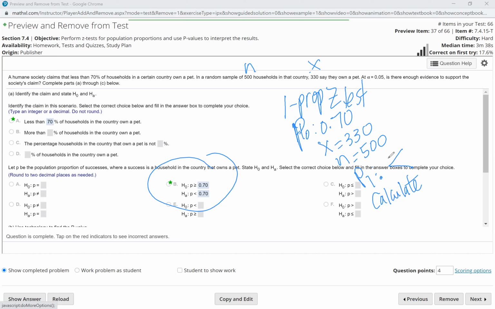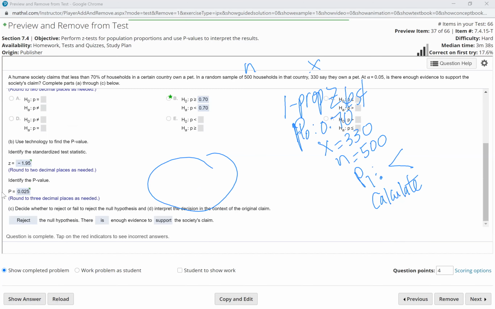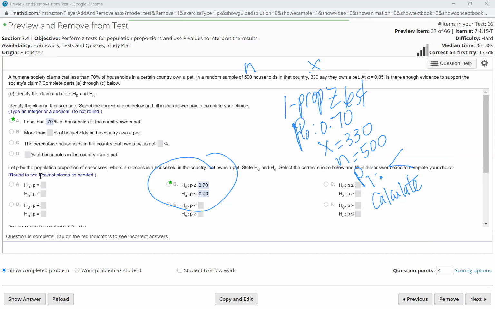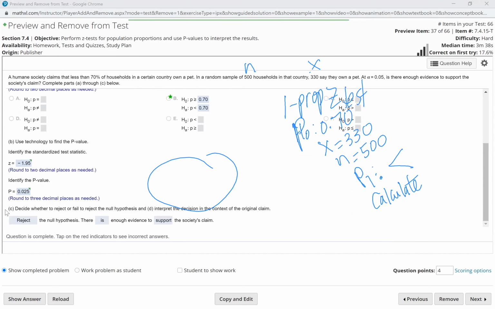You will get, let me scroll down. Z is negative 1.95, p-value. Okay, what is alpha here? Alpha is 5%. So that's less than alpha, reject H0. My claim is in HA, we support the claim. There is enough evidence to support the claim.